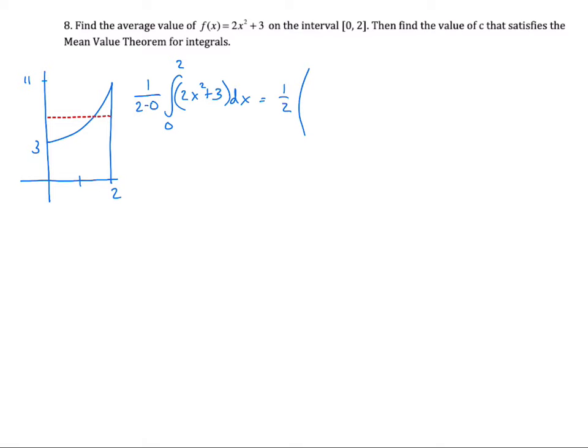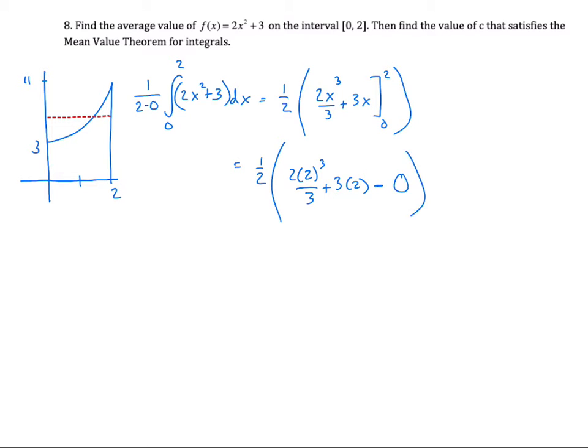And then we'll use the power rule. So 2x cubed over 3 and then plus 3x. That's going to be evaluated from 0 to 2. And so now we get 1/2. We'll plug in 2 first. So 2 times 2 cubed over 3 plus 3 times 2. And then minus, and we're going to plug in 0. And that's just going to give us 0.